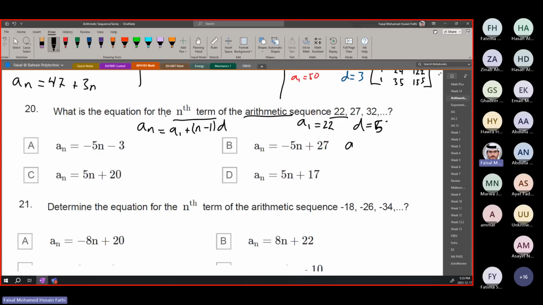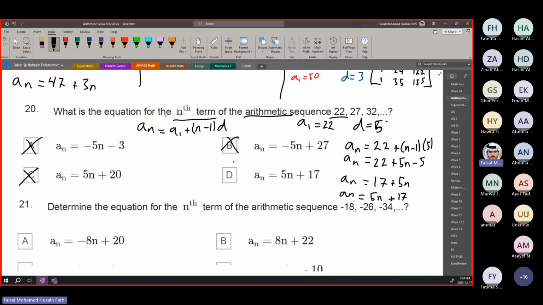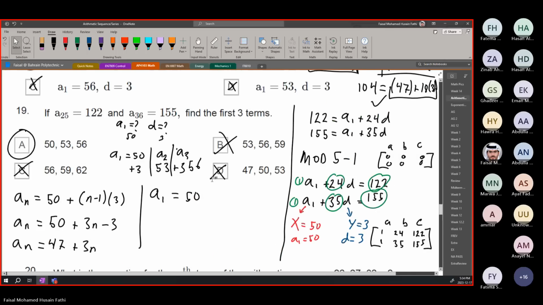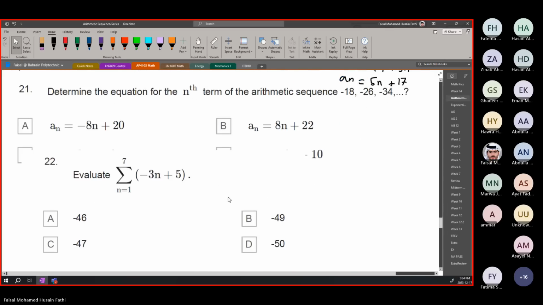So our equation is AN is equal to 22 plus N minus 1 times 5. This is equal to 22 plus 5N minus 5. AN is equal to 22 minus 5, which is 17, plus 5N, or 5N plus 17. Exactly the same thing, just changing the order. Not 5N plus 20. Nope. Minus 5N, nope. 5N plus 17. This is our answer.